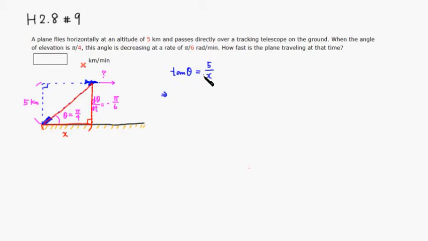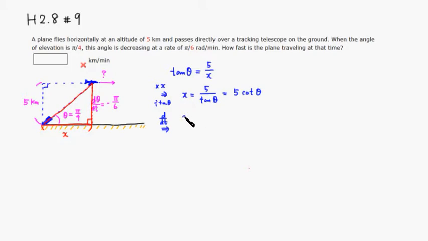Since we're interested in the rate of change of x, we can multiply by x and divide by tangent of theta. So x is equal to 5 over tangent of theta. The reciprocal of tangent is cotangent, so we can just write it as 5 cotangent of theta. Let's take the derivative with respect to time.